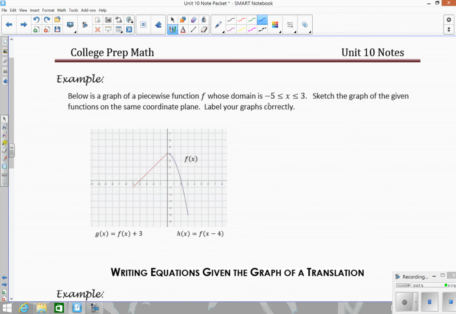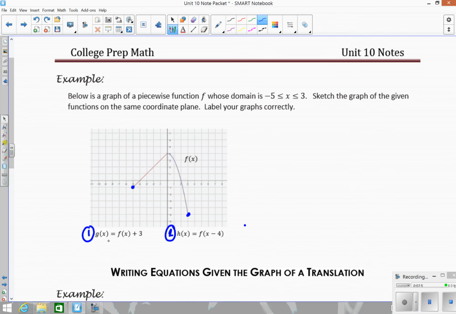And it tells us this is the domain, -5 to 3. So this means these are endpoints. The function ends there. And we want to sketch the graph given these two shifts here. So this is going to be our graph number 1, and this will be our graph number 2 because we're trying to come up with g of x and h of x.